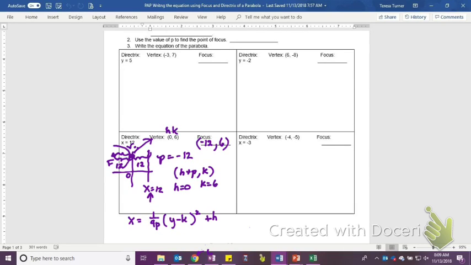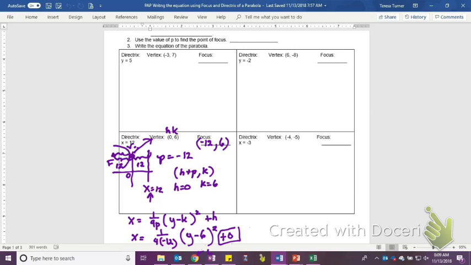So now that we know what the focus is, we know what the value of p is. So we can write this equation as x is equal to 1 over 4 times negative 12, y minus 6, which is k, squared, plus h, which is 0. So we don't have to write the plus 0, but h is 0. So this is our equation. We would multiply the 4 times the negative 12 and get negative 1 over 48. And that would be the equation of this parabola.